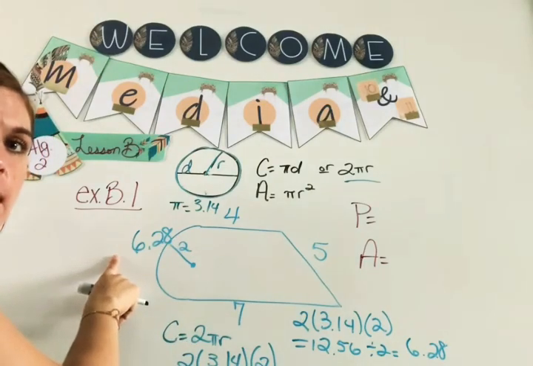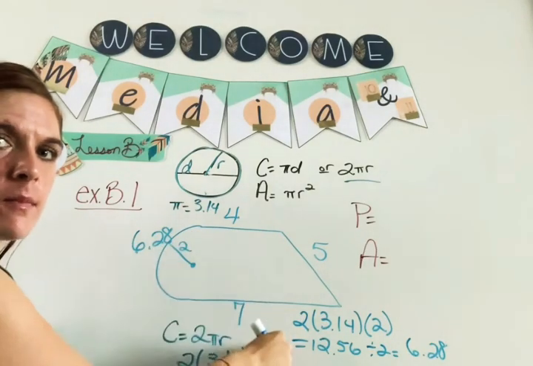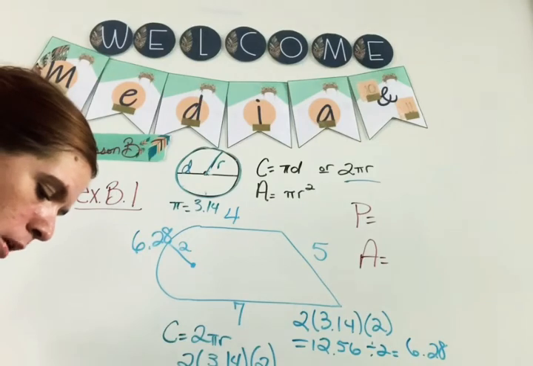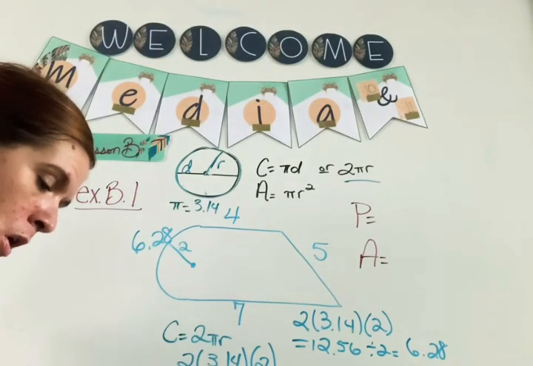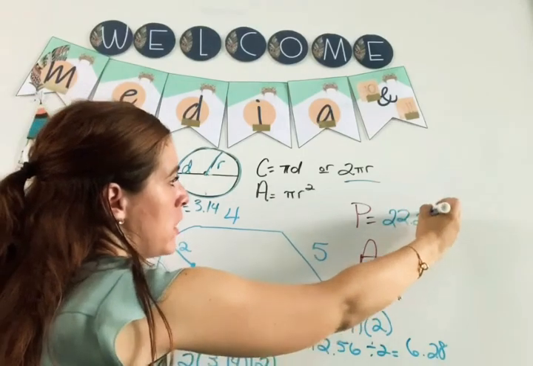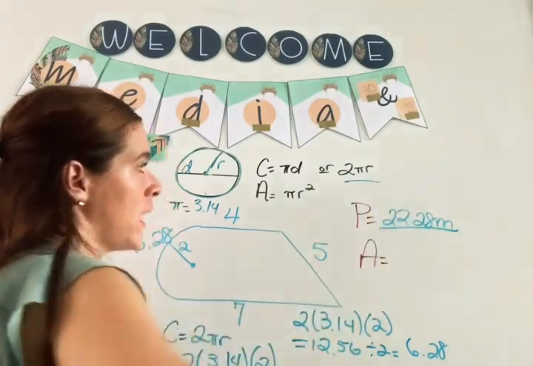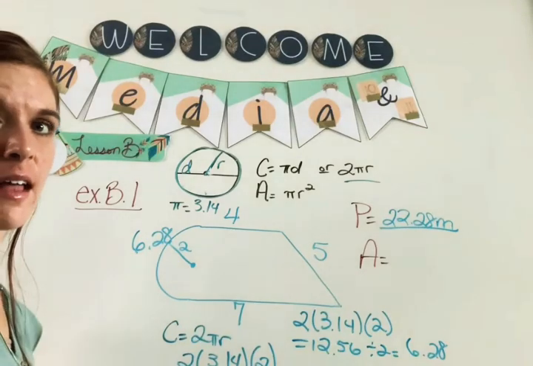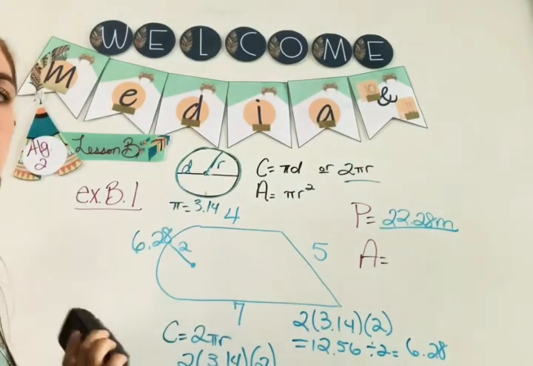So then you add it: 6.28 plus all your other sides, plus 4, plus 5, plus 7. Okay, so let's do that. Plus 4, plus 5, plus 7, 22.28 meters, it says. And I checked in the book, and we are right on that. Woo! Okay, let's figure out area.